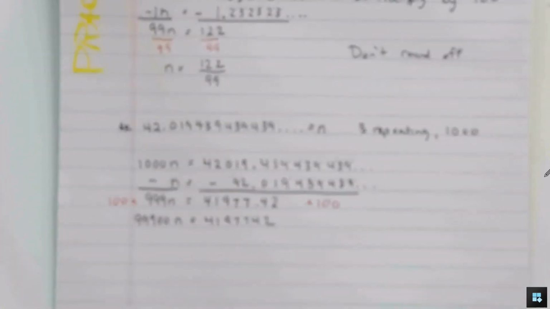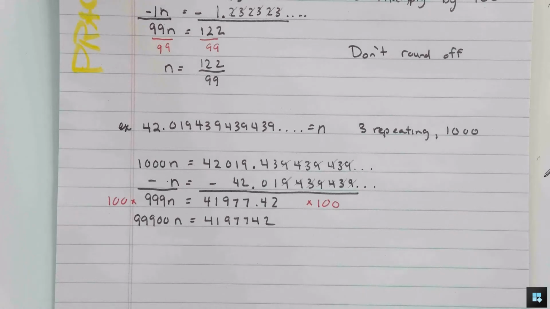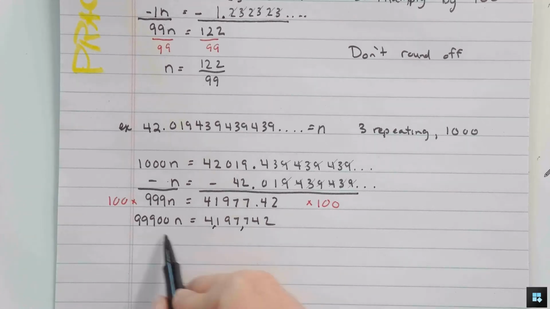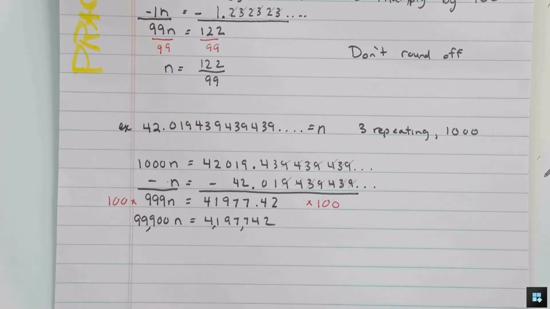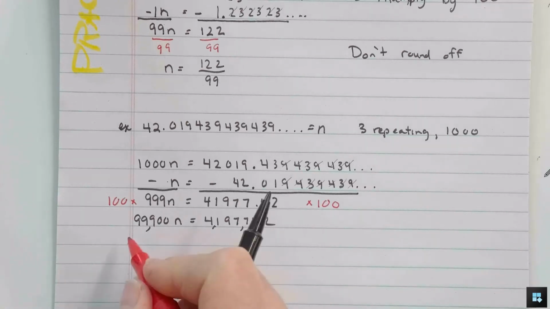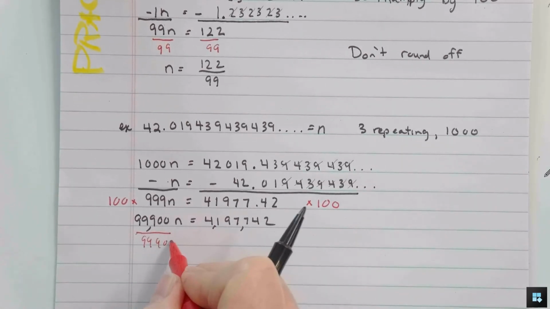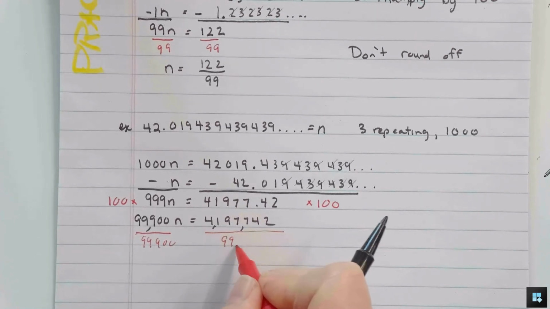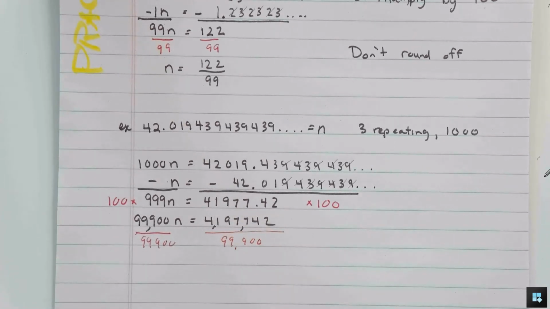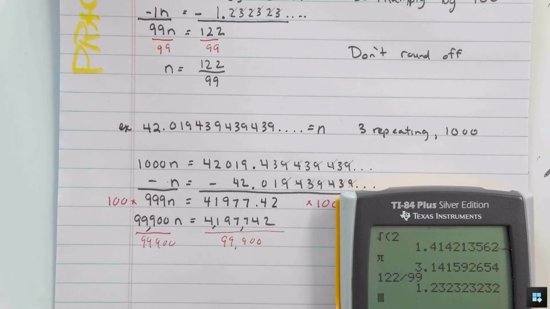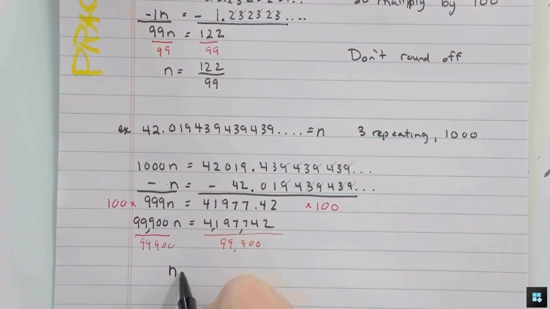So now I have 99,900n equals 4,197,742. Let's divide both sides of the equation by 99,900. I'm going to check it, but first I'll write it out.